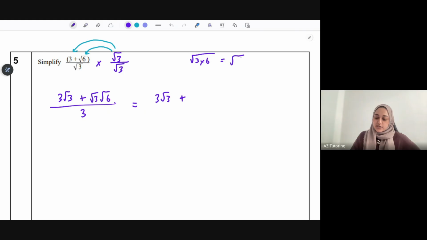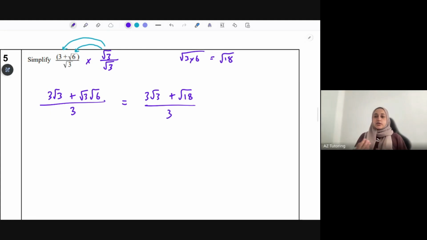And then 3 times 6 is just square root of 18. So I can just put it like that, and it's all over 3. Now I'm going to see if I'm going to be able to simplify this a bit down. So this is a bit of trial and error. What I'm going to try and do is see if I can split that root 18 into something that will cancel out the 3 on the bottom, if I can pull out a square number out of it.